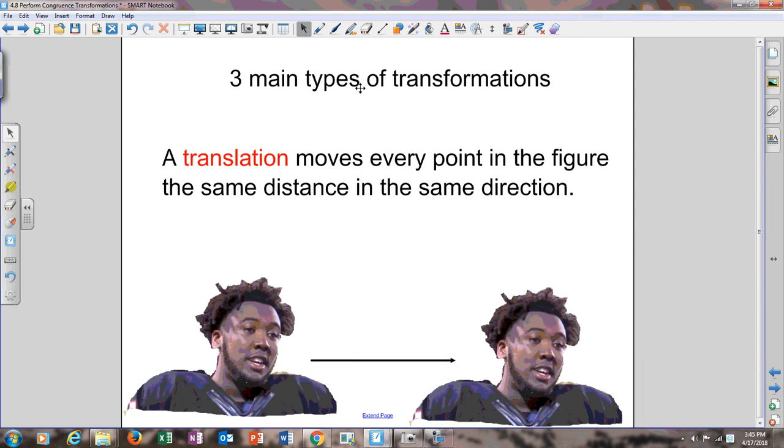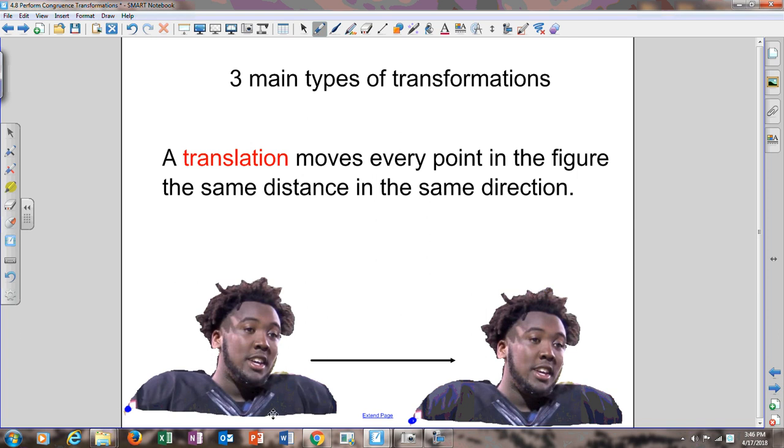So there's three main types of transformations. Translation moves every point in the figure the same distance in the same direction. You look at my man Scoop here. Scoop is Scoop. It doesn't matter whether he's on the left side or the right side. He's still Scoop. If I move Scoop across the room, he's still going to be Scoop. Right? So nothing changes except where he's located. So he's going to be the same size, the same shape, and everything. So every point on Scoop moves the same distance in the same direction.